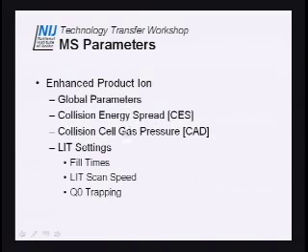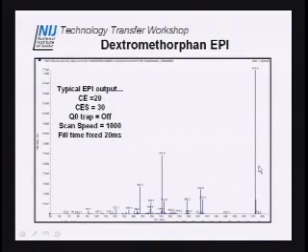We also set up a collision energy spread, and we applied that collision energy spread to every single compound and built a library off that. And we set a collision gas pressure of medium, and there's some LIT settings like fill time, scan speed, and Q0 trapping, which I'm going to show you a little bit, but not too much.